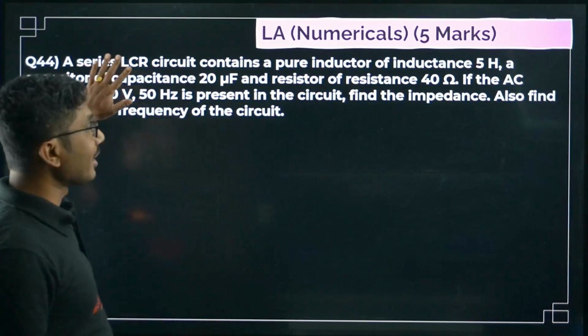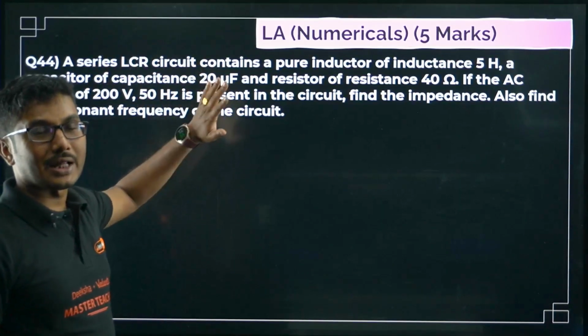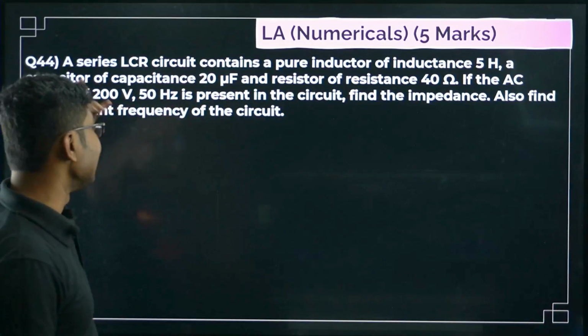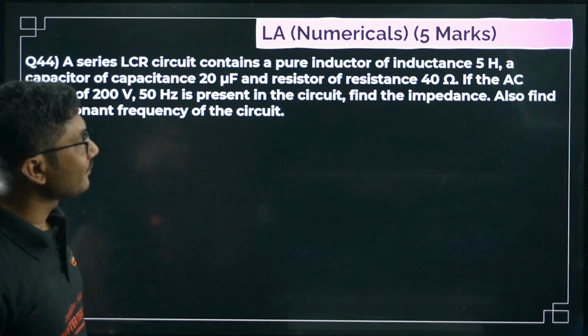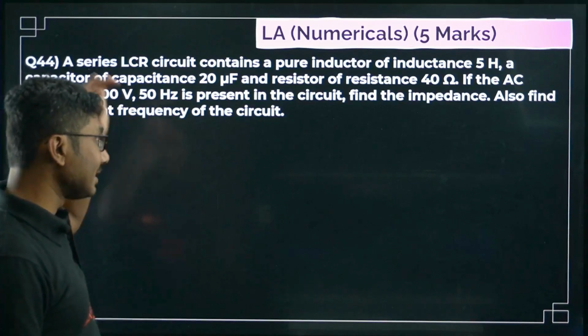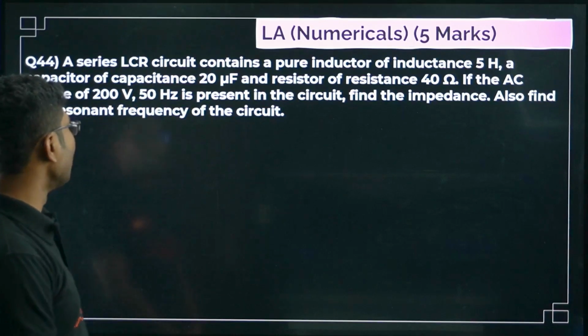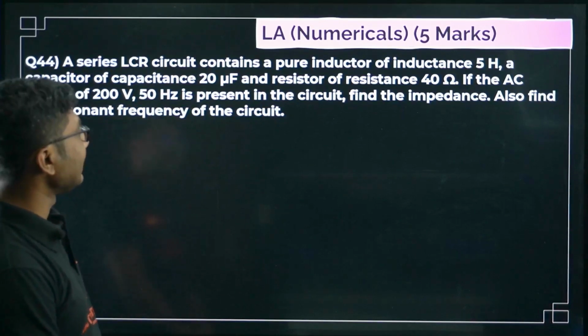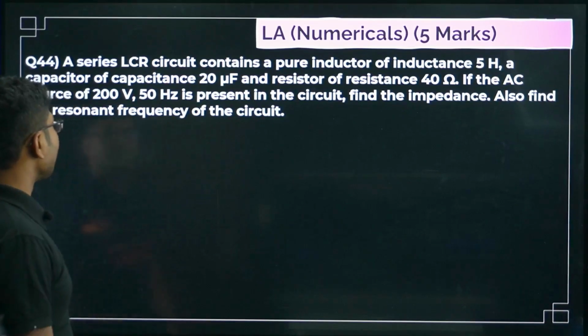Now this is a lot easier question, so we will see this as a method. If you follow the method, you can answer any question related to AC. The series LCR circuit contains a pure inductor of inductance 5 henry, a capacitor of capacitance 20 microfarad, and a resistor of resistance 40 ohm. If an AC source of 2 volt, 50 Hz is present in the circuit, find the impedance, and also find the resonant frequency of the circuit.